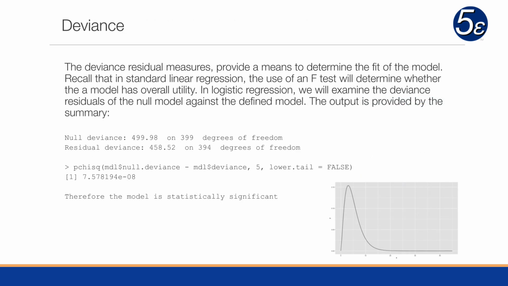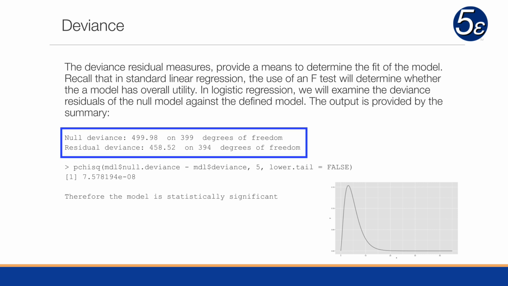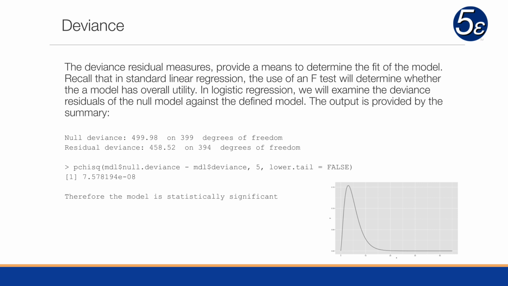Now, the deviance residual measures provide a means to determine the fit of the model. Recall that in standard linear regression, the use of an f-test will determine whether a model has overall utility. In logistic regression, we will examine the deviance residuals of the null model against the defined model, and the output provides the following summary. Here we have a null deviance of 499 with a residual deviance of 458. We can actually use the chi-squared distribution to determine whether or not this is significant.